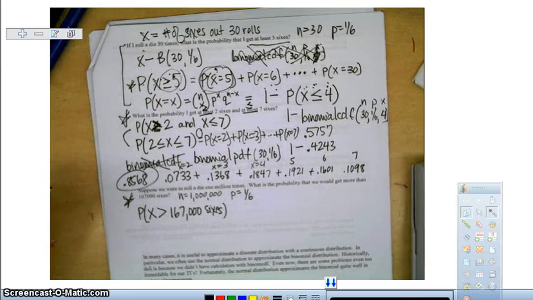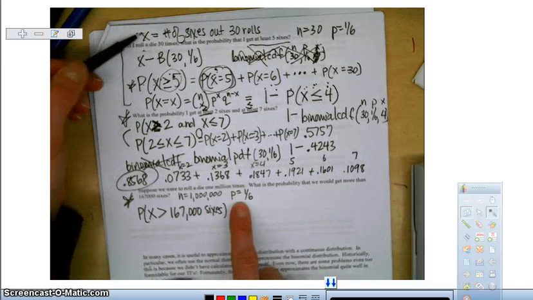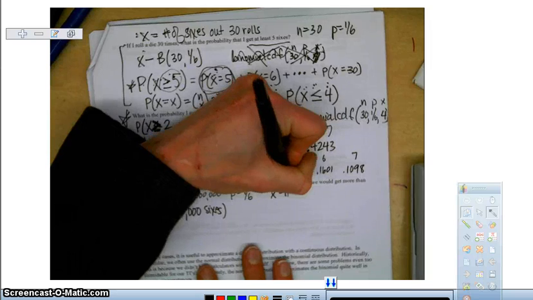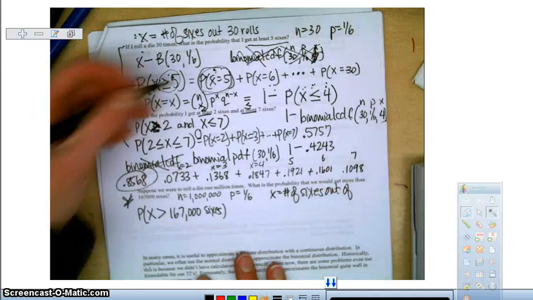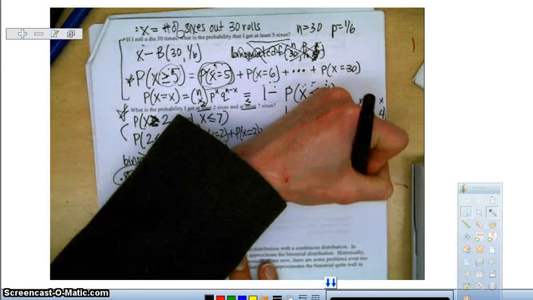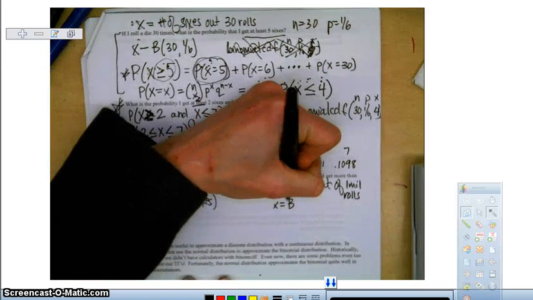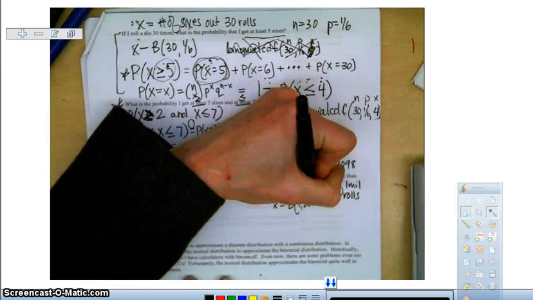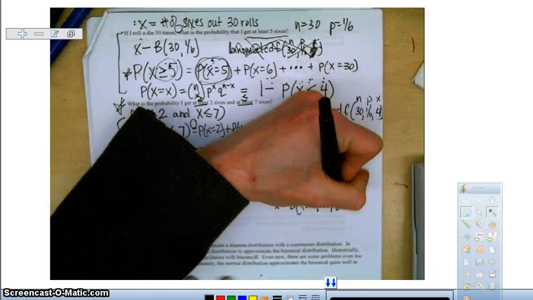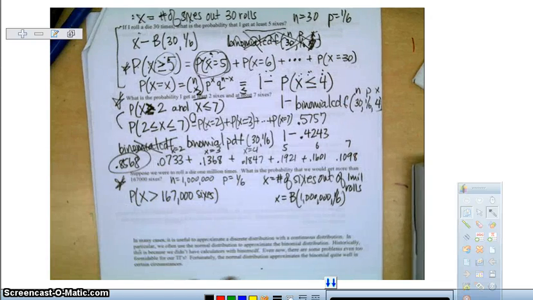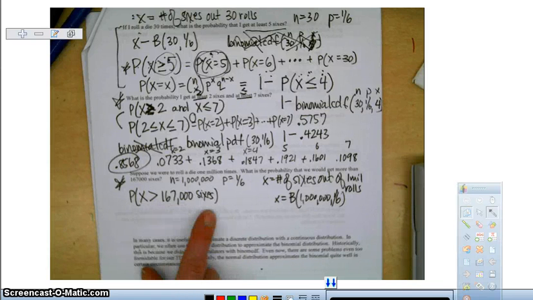Okay, again, I wrote down the N and the P. It's very similar. The X is the number of sixes out of how many rolls? 1 million rolls. Okay. So, X is binomial, and N is 1 million, and P is 1/6. So, all the same stuff, write down the probability problem. What is the probability that X is greater than 167,000 sixes?